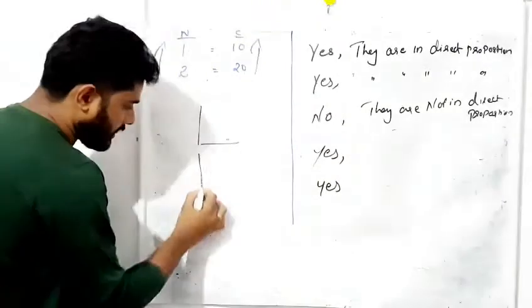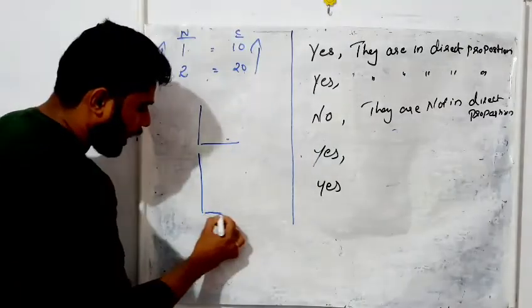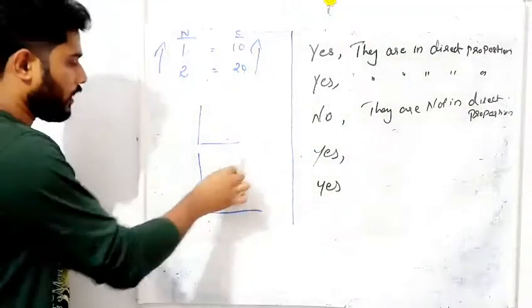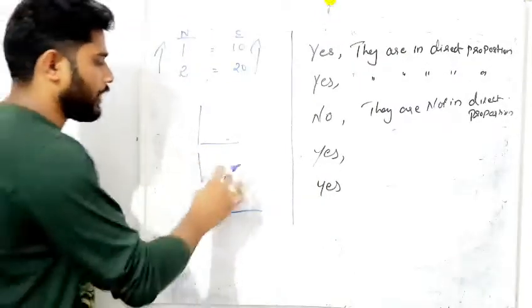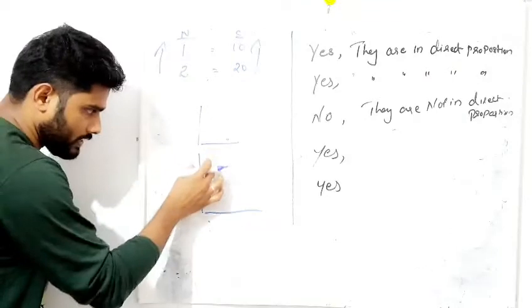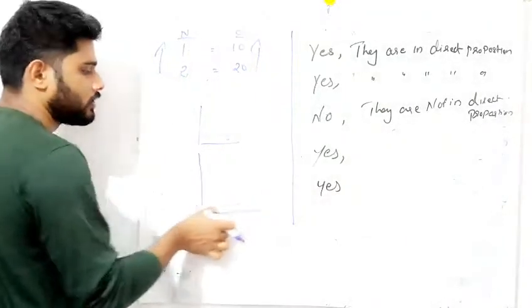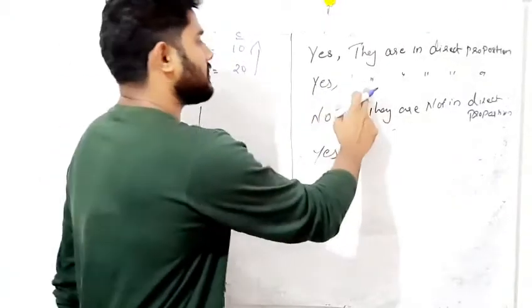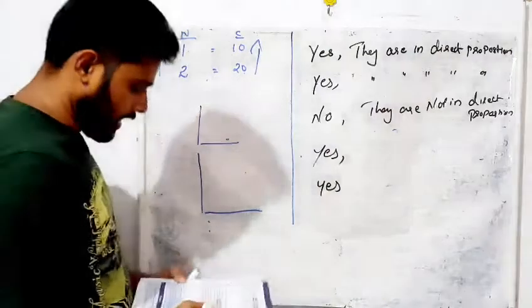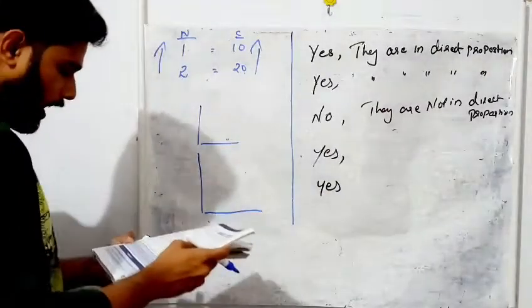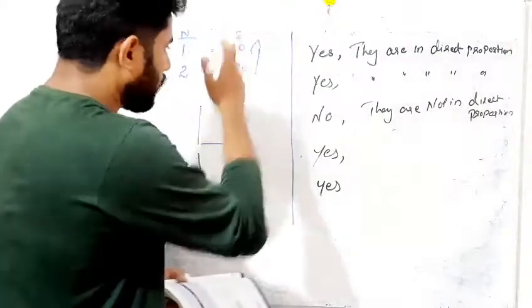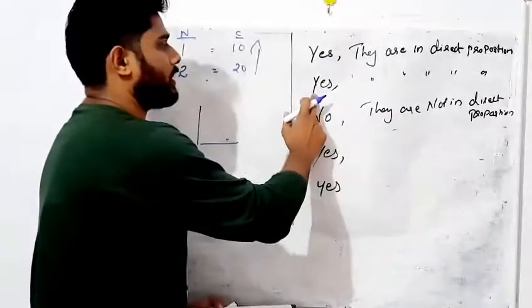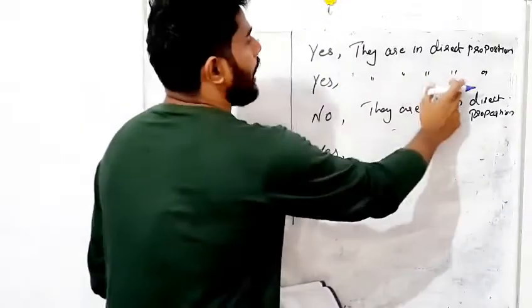When the pole height is increased, obviously what happened? The shadow also increased. Understood? I think you can see the shadow here. So you just imagine the height increases, at the same time the shadow also increases. So we can write, yes, they are in direct proportion. That means the height of the poles and the length of the shadow are in direct proportion. That's why I'm writing here, yes, they are in direct proportion.